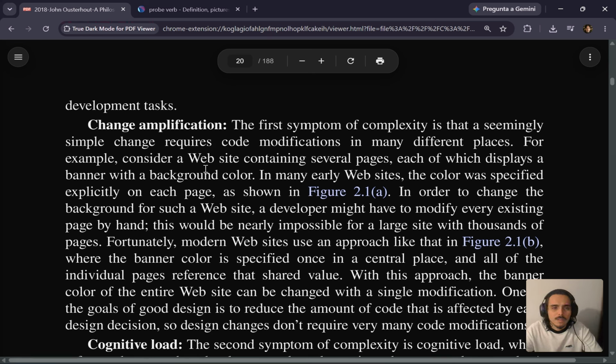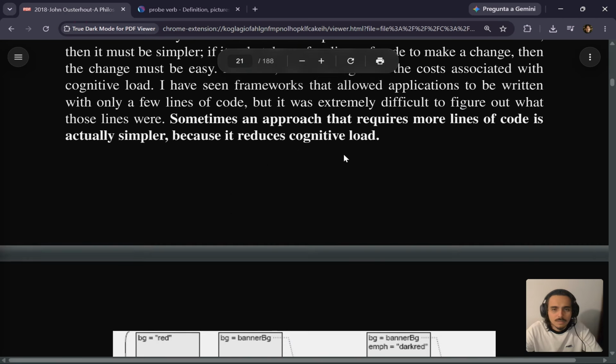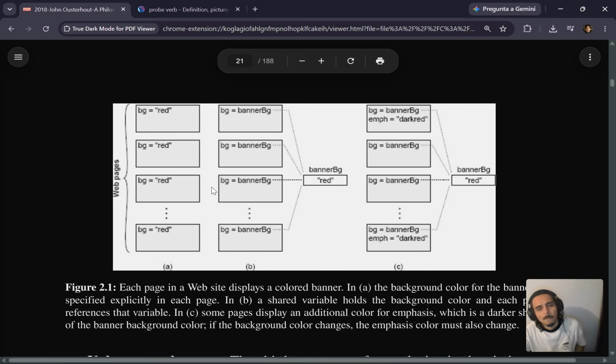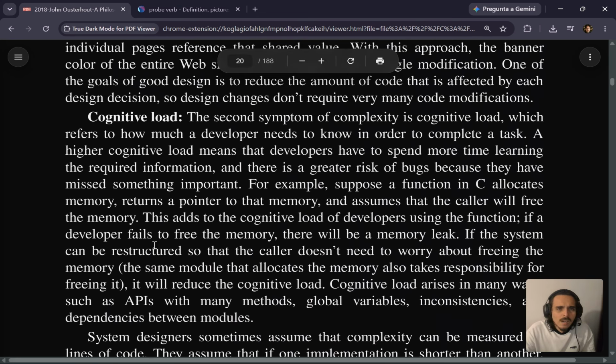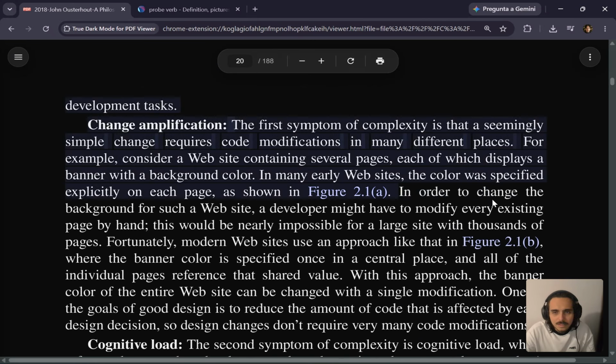Change amplification. For example, consider a website containing several pages, each of which displays a banner with a background color. In many early websites, the color was specified explicitly on each page, as shown in the figure. Each page in a website displays a colored banner. In A, the background color for the banner is specified explicitly in each page. In B, a shared variable holds a background color and each page references that variable. Okay, I got the example.